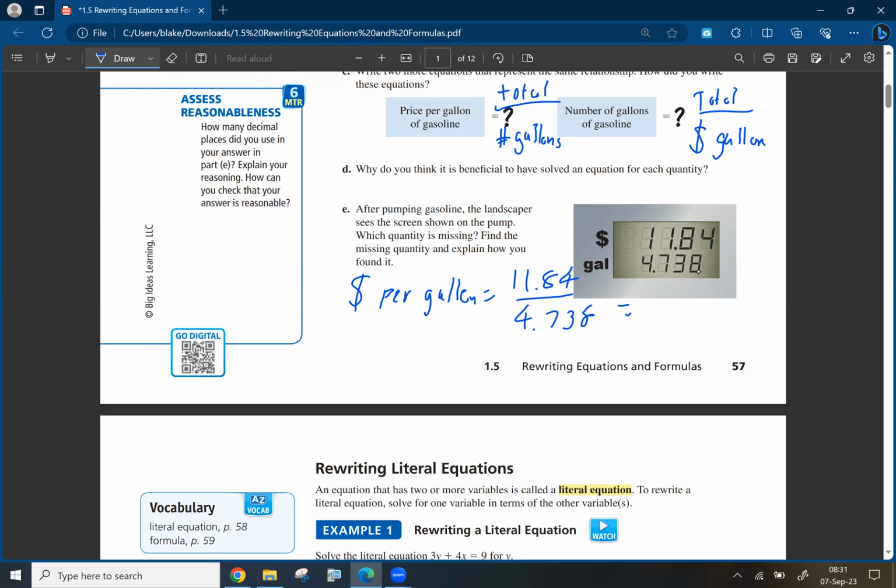Don't be surprised, this one's going to be extremely cheap, because for almost 5 gallons of gasoline, it's not going to cost $11 these days. But 11.84 divided by 4.738 is about 2.50 a gallon, 2.499. So yeah, gas isn't quite that cheap these days, but it goes up and down a lot.